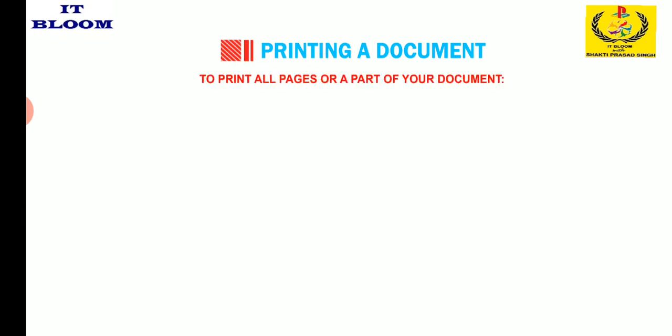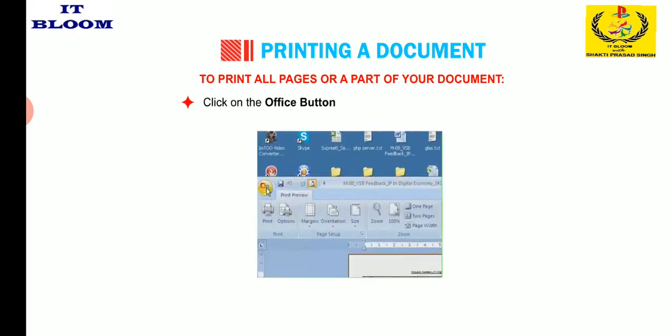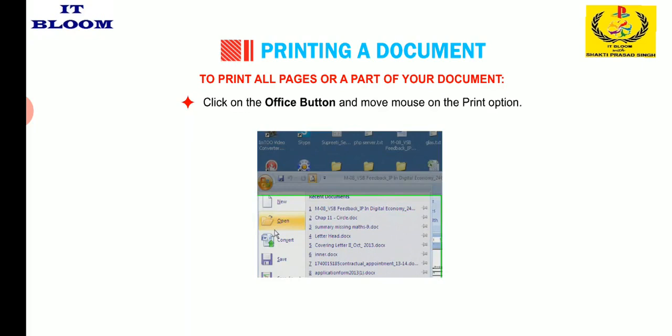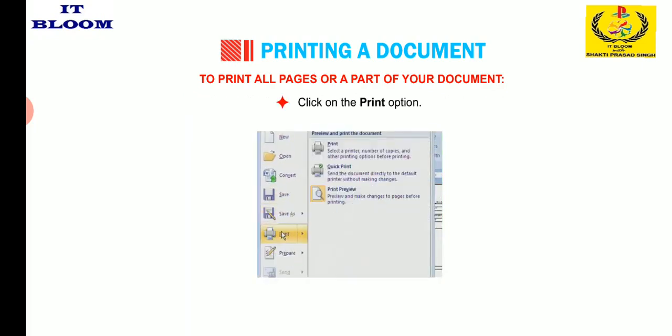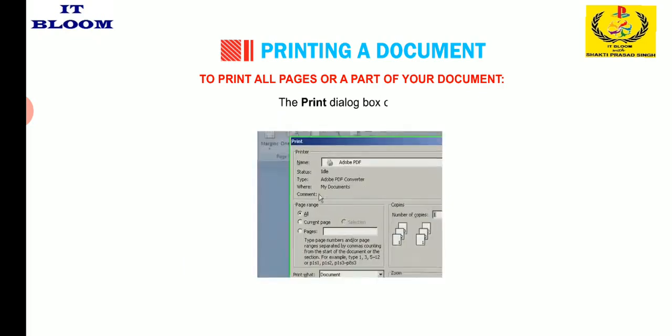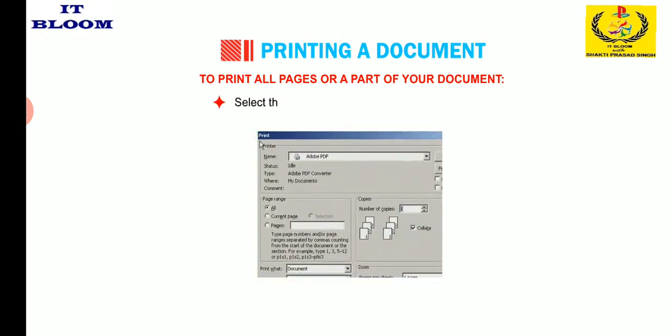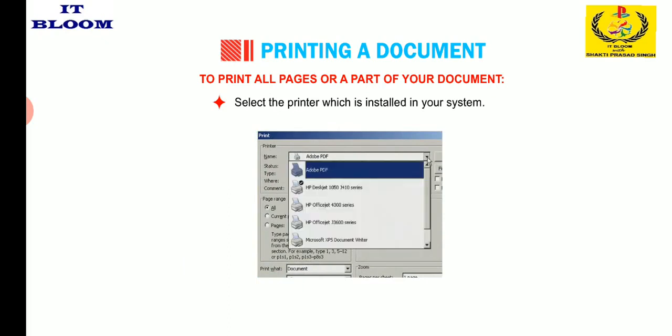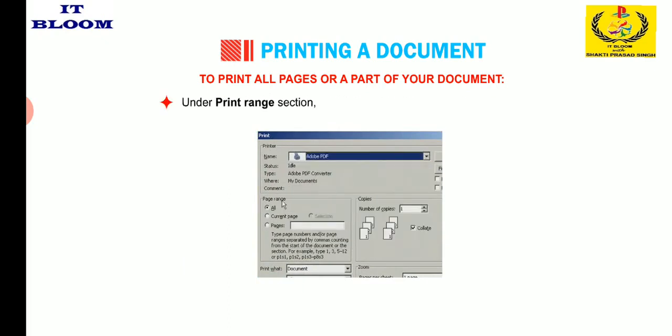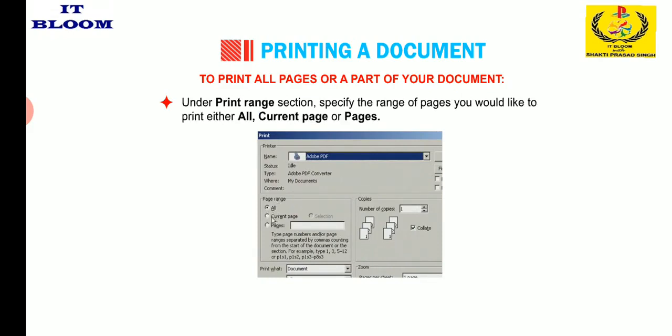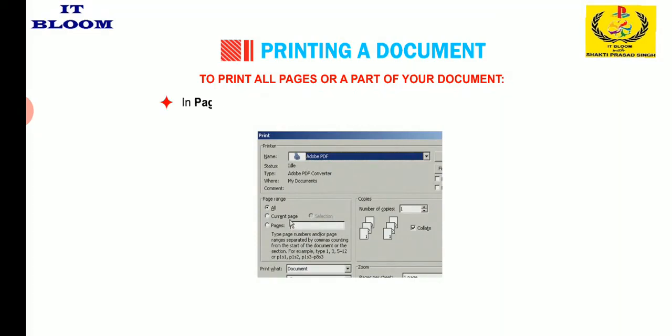Steps which you should follow in order to print all pages or a part of your document are: click on the Office button and move the mouse to the Print option. Click on the Print option. The Print dialog box opens. Select the printer which is installed in your system. Under the Print Range section, specify the range of pages you would like to print, either all, current page or pages. In the Pages section, you can specify the page numbers such as 2, 3, 5 or a range, for example 1-5.